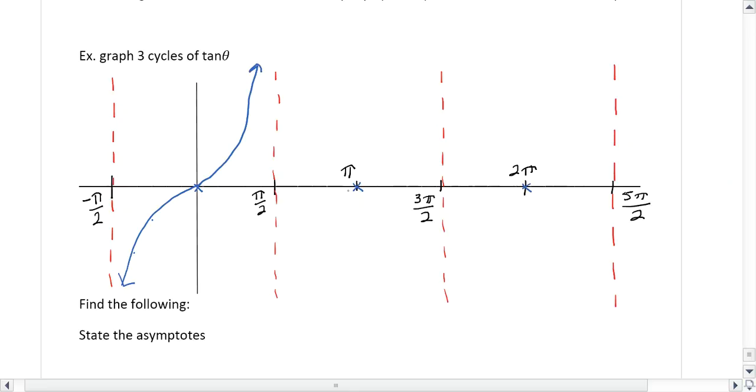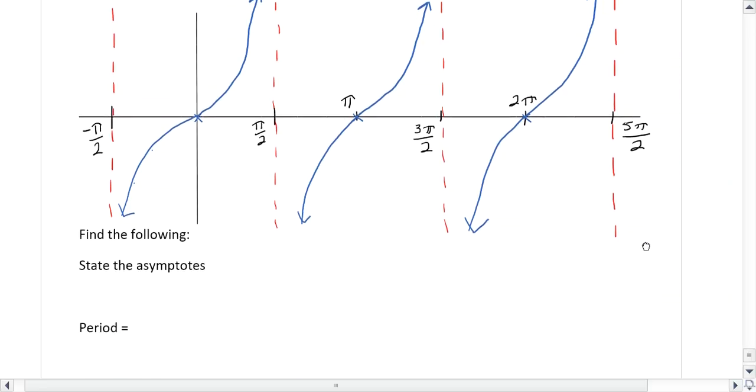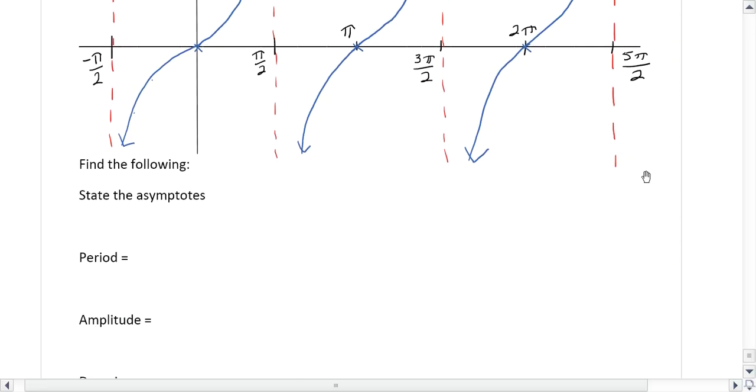Likewise here, if we graphed points on either side of the 180, it would come up and cross at 0 and keep getting higher and lower. And likewise, if we plotted points on either side of the 360. So there we have graphed 3 cycles of the tangent. Now we're asked to list some different things. They want us to state the asymptotes, period, amplitude, and we'll also do domain and range.